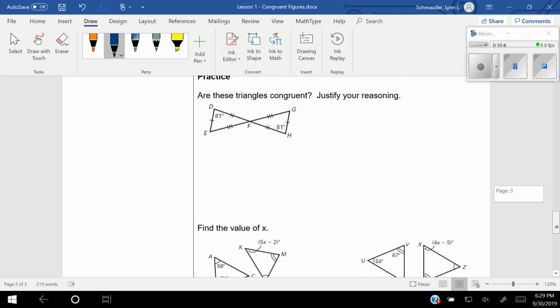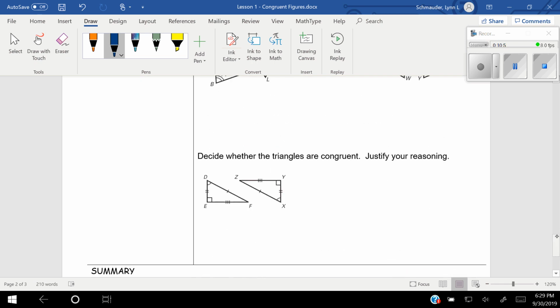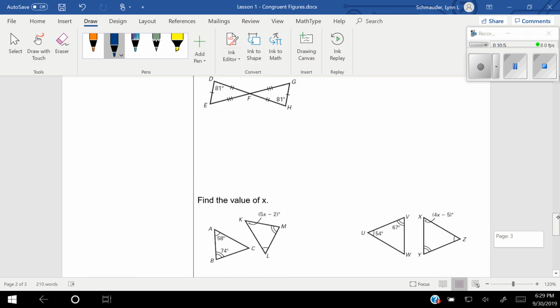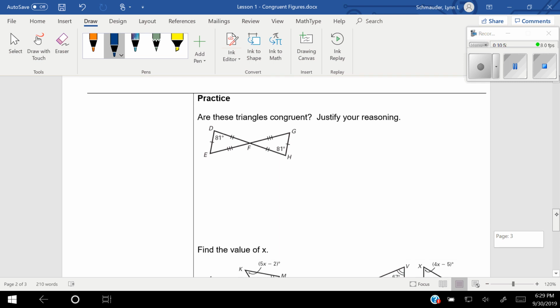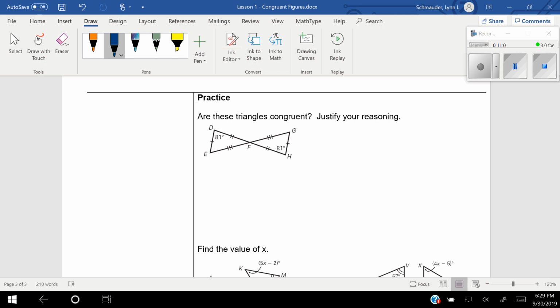Okay, so this says we got some practice here. So yeah, just a couple of problems. So you know what I want you to do? I want you to pause here. I want you to work these practice problems and then come back and check your answers.